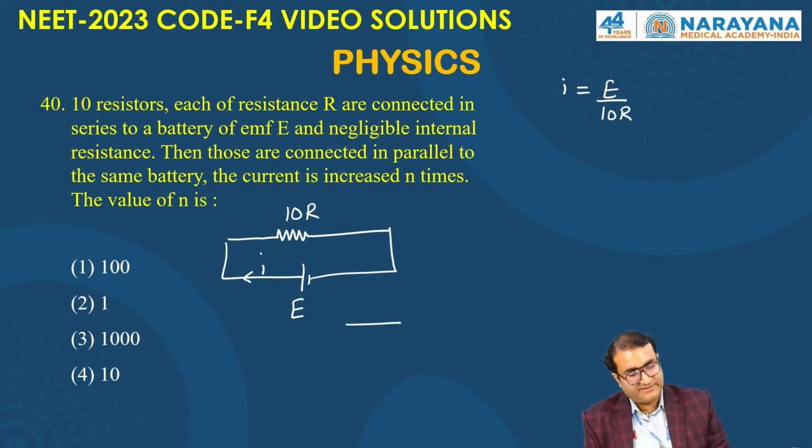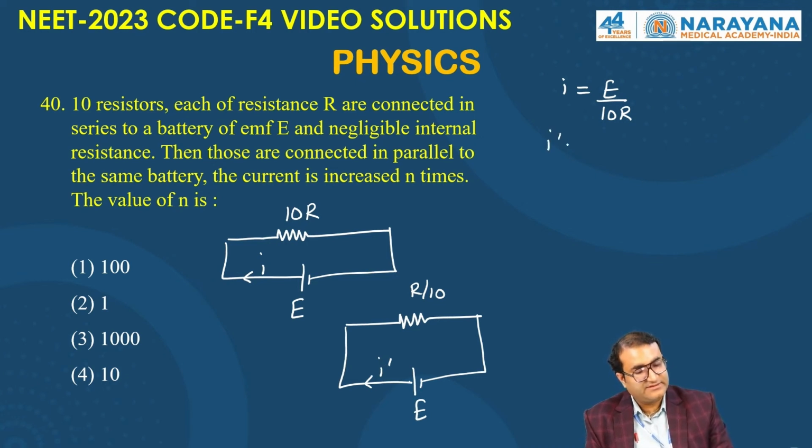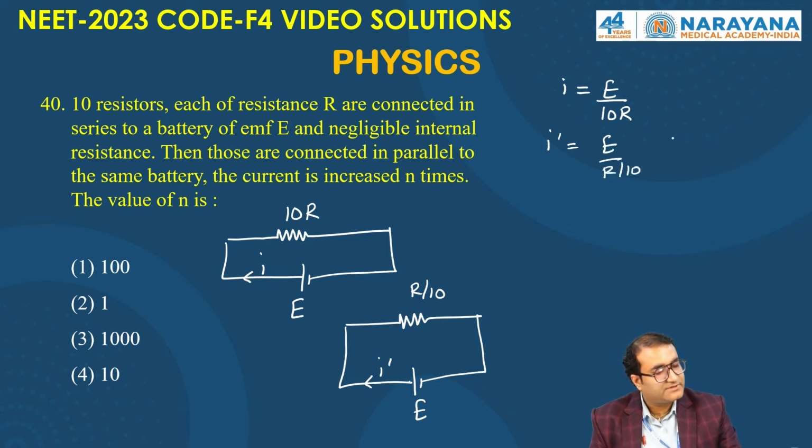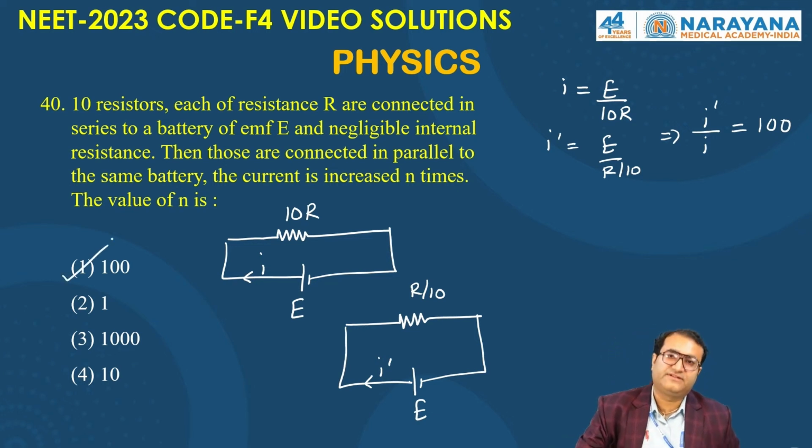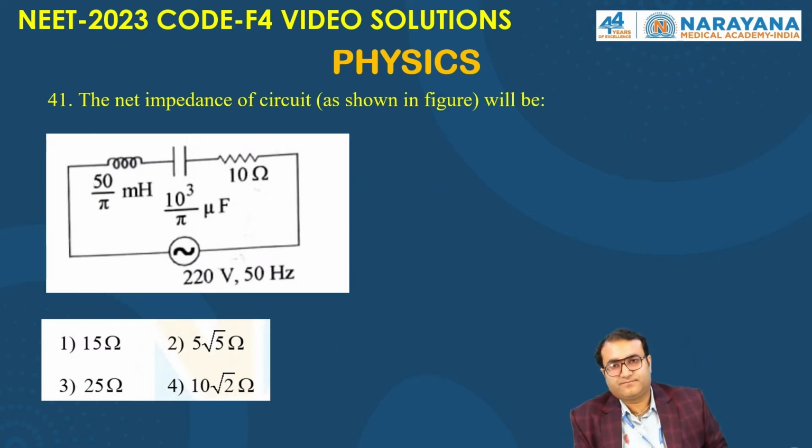When they are connected in parallel, that is R by 10. EMF is E. Current is I dash, we can write it as I dash is equal to E by R by 10. Divide both the equations, second equation by the first equation. I dash by I will be equal to 100, and n is the ratio of their current, it is 100.